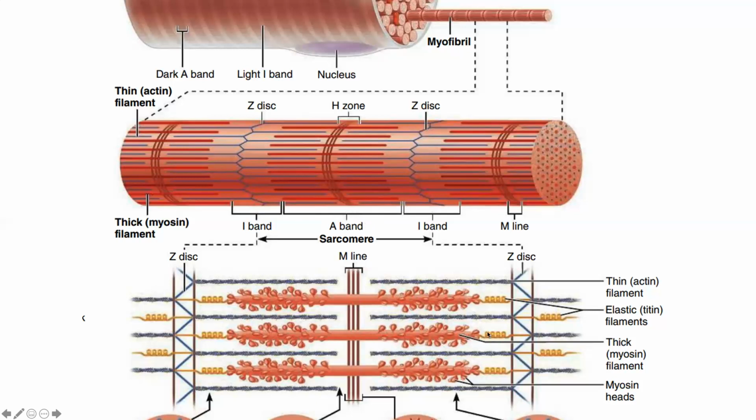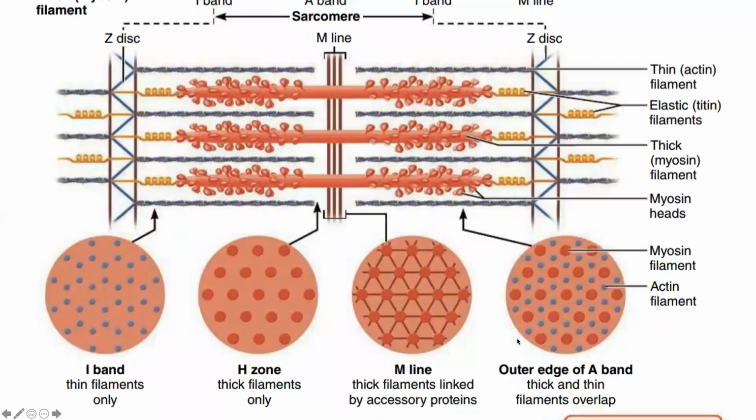And now we can start seeing better the titin protein filaments. They look like a spiral structure, like a spring. They attach the myosin to the Z disc. So now we are all clear on this anatomy.